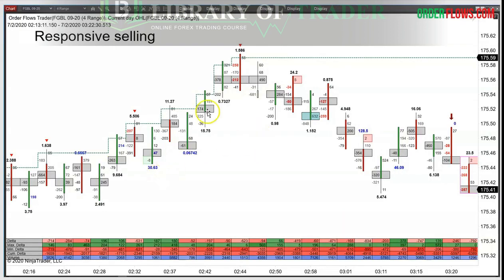Right, here's responsive selling. Now this time you don't have that prominent point of control here. Point of control is just right here, but what you have appearing in this point of control is, look at the two bars surrounding it, right? You got point of control, point of control, point of control, all at the same level, right? That's a powerful sign that the market is putting in this value area.